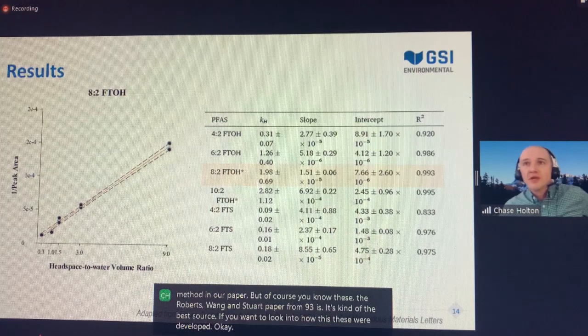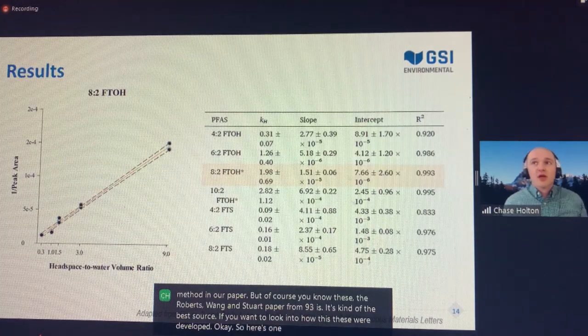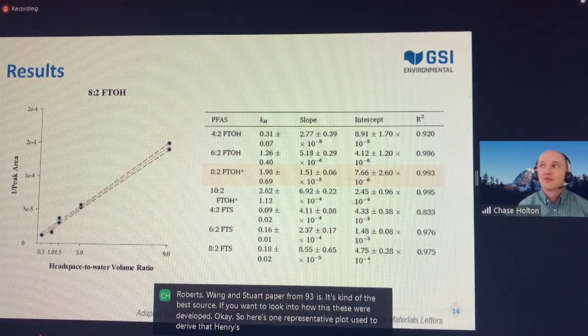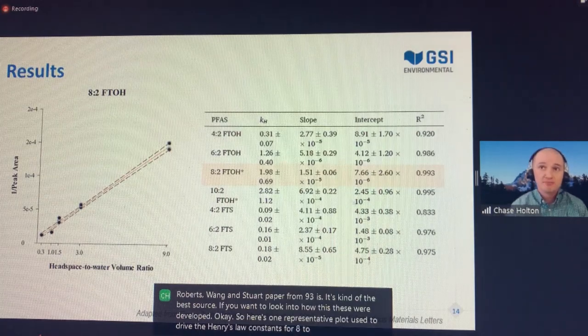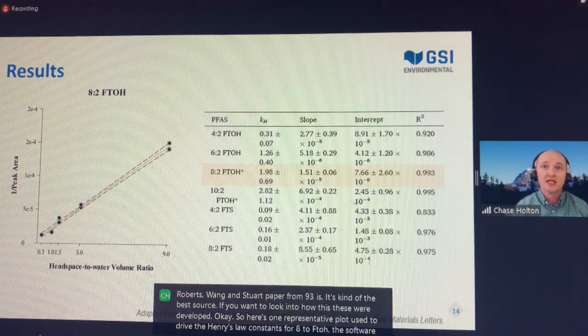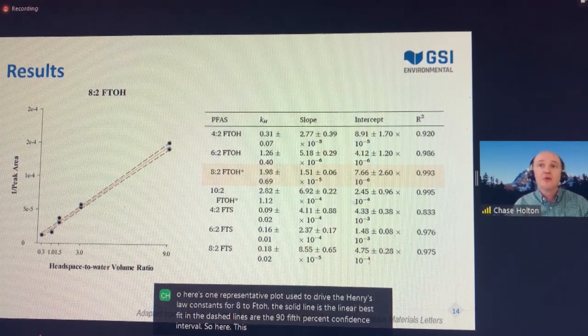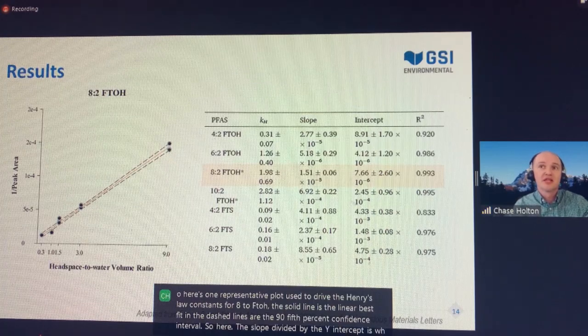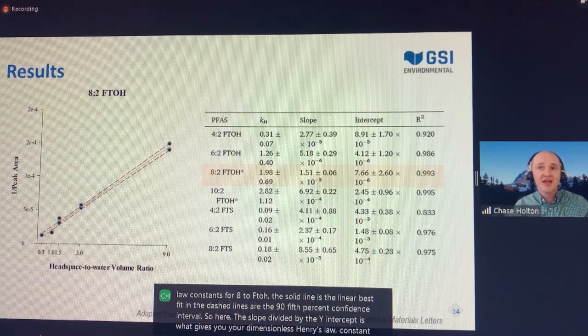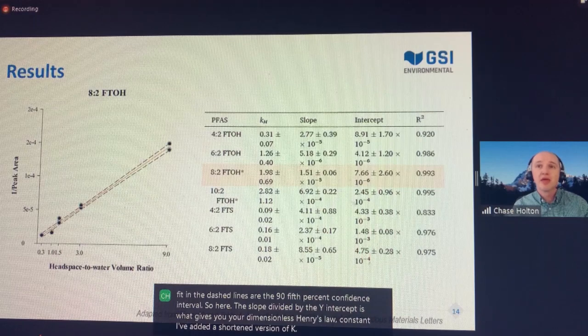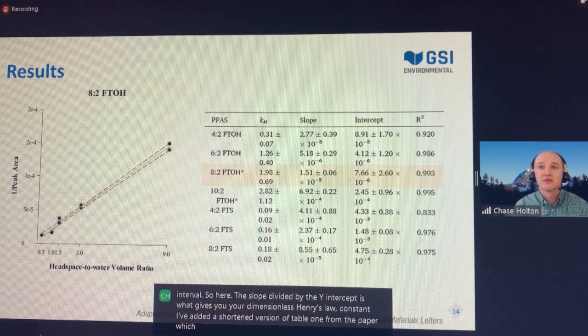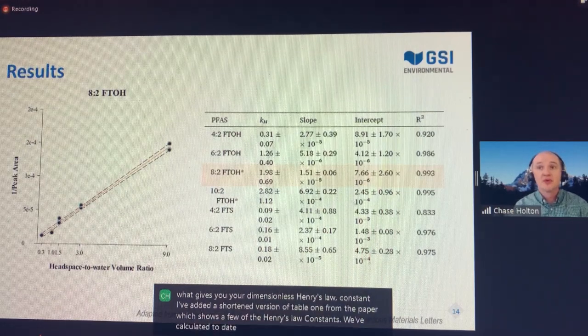Okay, so here's one representative plot used to derive the Henry's law constants for 8,2-FTOH. The solid line is the linear best fit, and the dashed lines are the 95% confidence interval. Here the slope divided by the y-intercept is what gives you your dimensionless Henry's law constant. I've added a shortened version of Table 1 from the paper, which shows a few of the Henry's law constants we've calculated to date, as well as the values used for those calculations.